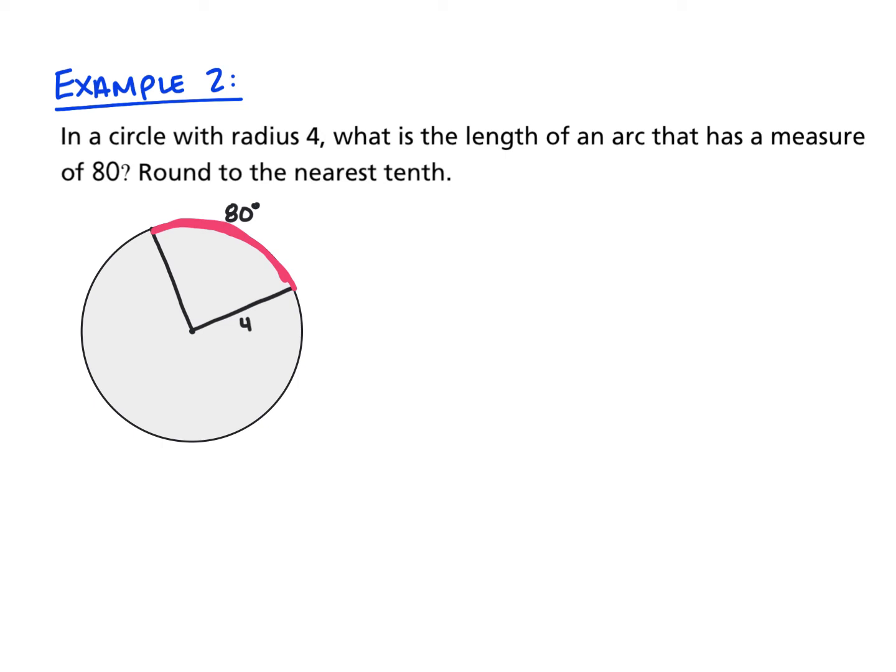So the first thing I'm going to do is do this using the proportion. I'm going to say that the arc length over 2 pi r is going to be equal to the arc measure over 360.